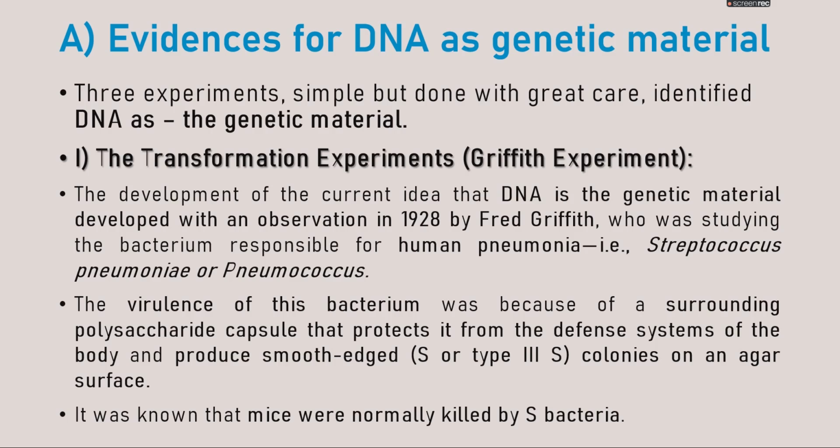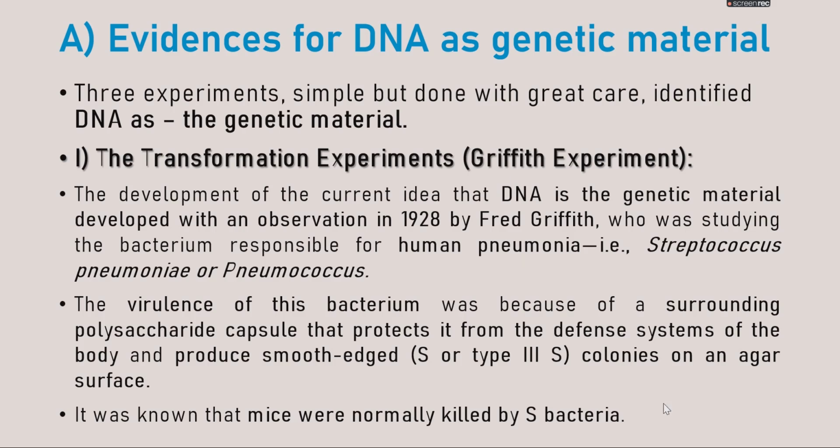When we grow this bacteria Streptococcus pneumoniae on the agar medium, it produces smooth edged colonies on the agar surface. It was known that mice were normally killed by smooth bacteria. So this Streptococcus pneumoniae bacteria, which carries this surrounding polysaccharide that protects it from the defense system of the body, produces smooth edged colonies on the agar surface. That's why this bacteria is denoted as S type bacteria. This bacteria is able to cause the pneumonia disease in mice.